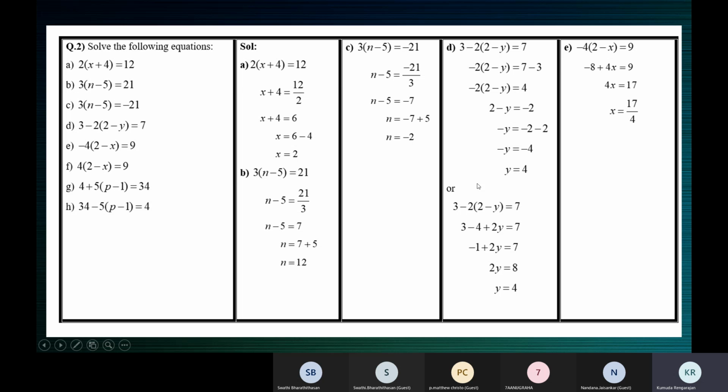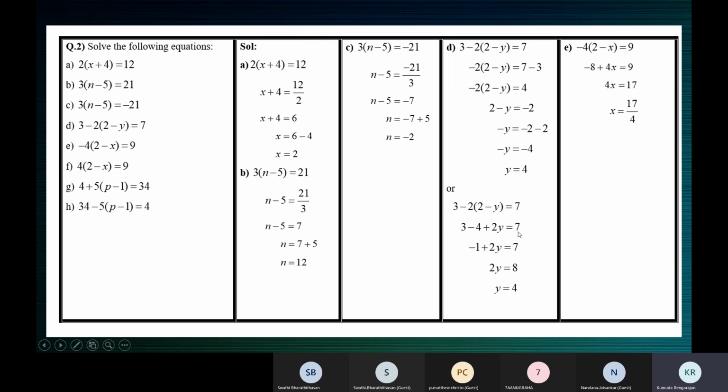So how do you multiply? When you're multiplying, multiply the numbers and the signs. Minus 2 carries a minus sign, and the 2 in the bracket has a plus sign. When you say minus 2 into 2, you're multiplying 2 and 2, so 4. And minus into plus is minus. Then you multiply minus 2 and minus y. Minus into minus is plus. 2 into y is 2y.